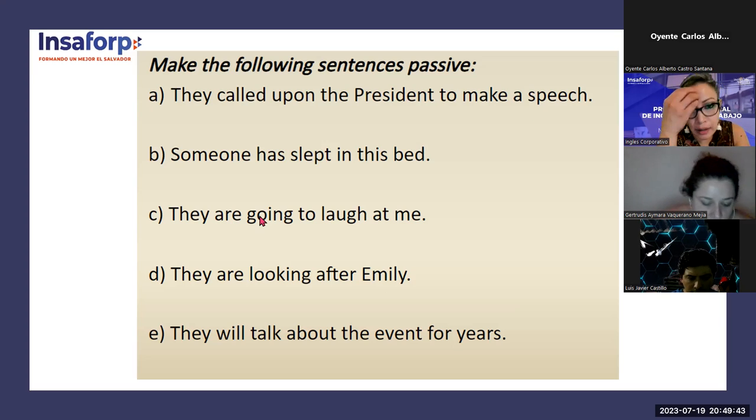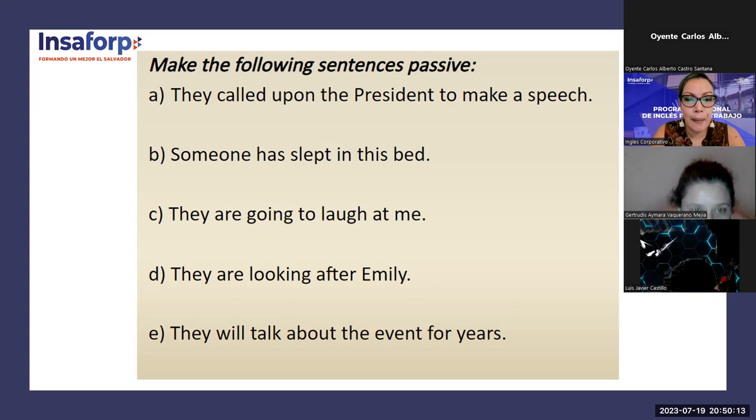Now, someone has slept in this bed. ¿Cuál es el object? This bed. Yes, this bed. Has been slept someone. By someone. No. Yes, have been. This bed has been slept in.